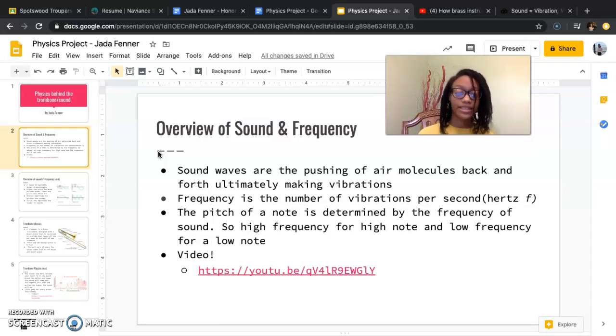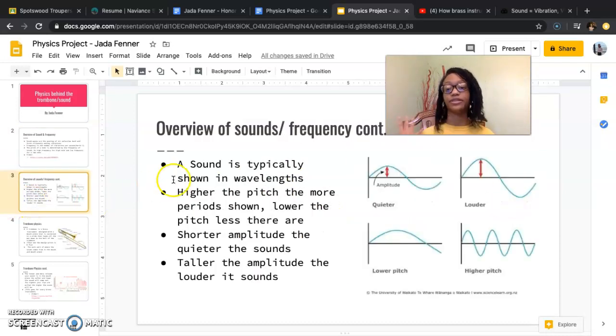Frequency is the number of vibrations per second, which the unit is hertz and is usually symbolized as F. The pitch of a note is determined by the frequency of sound, so high frequency for a high note and low frequency for a low note. Pretty self-explanatory, not that difficult to understand.